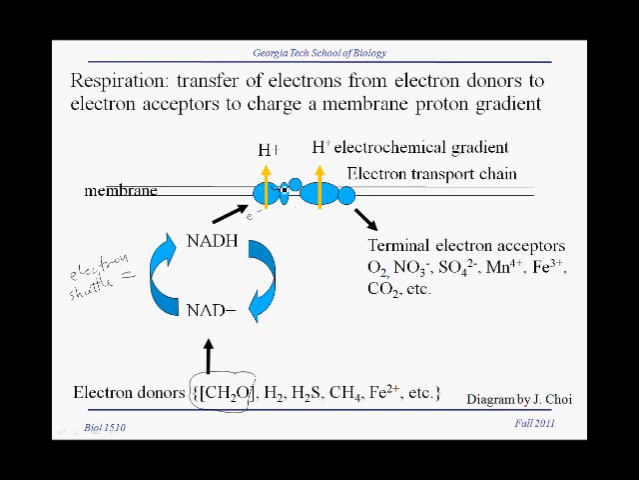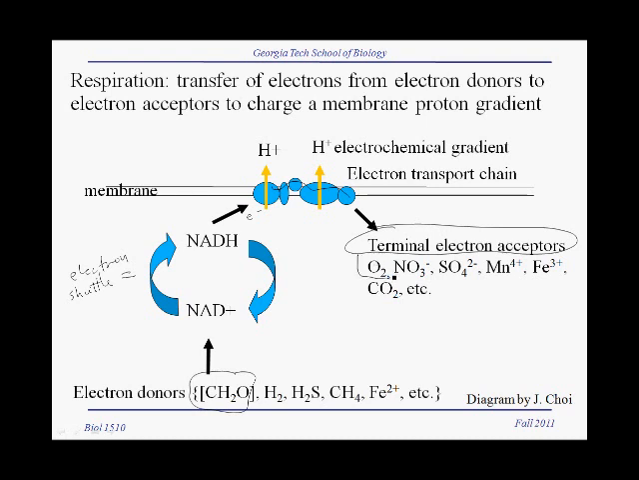And then these electrons will shuttle from one protein to another in the electron transport chain, which is all in the membrane. These are all integral membrane proteins. Okay? And each electron transfer process is an oxidation-reduction reaction. Okay? At the end of the electron transport chain is what we call a terminal electron acceptor. This is the end of the electron shuttle.